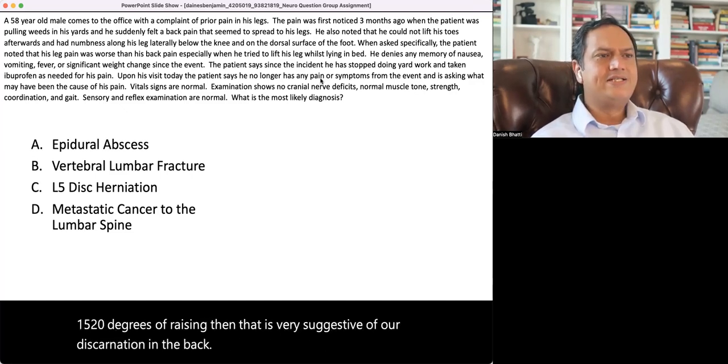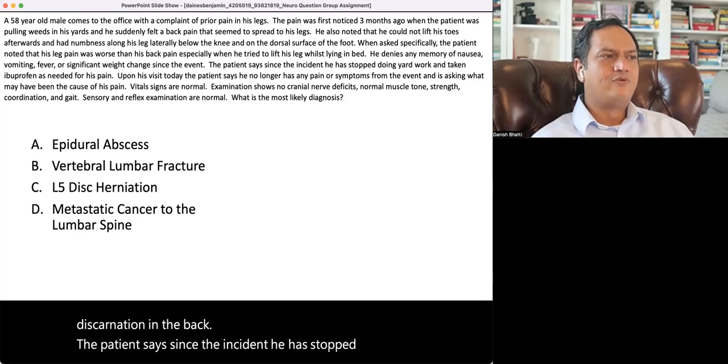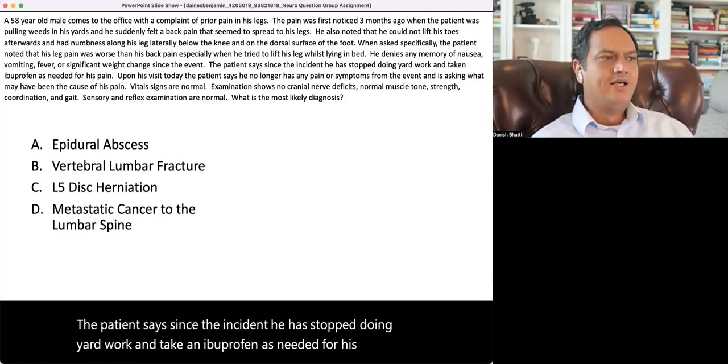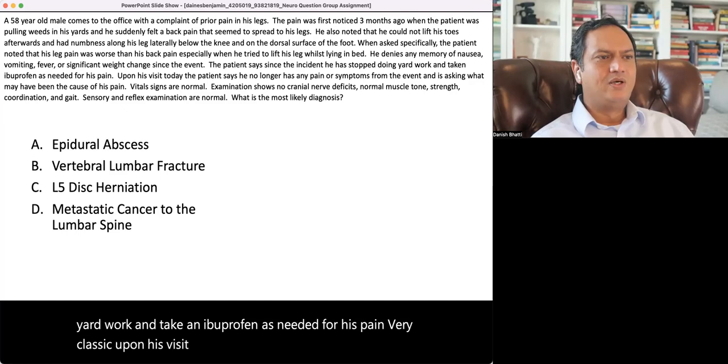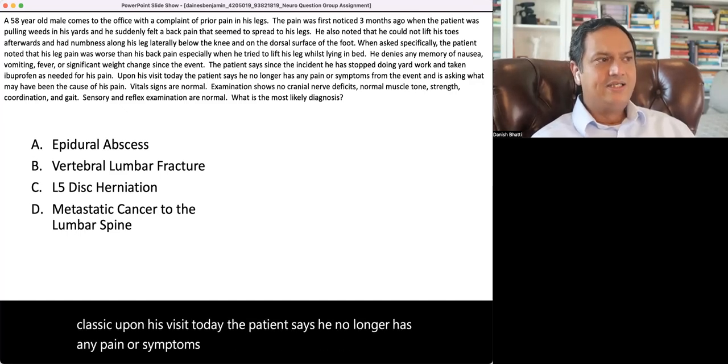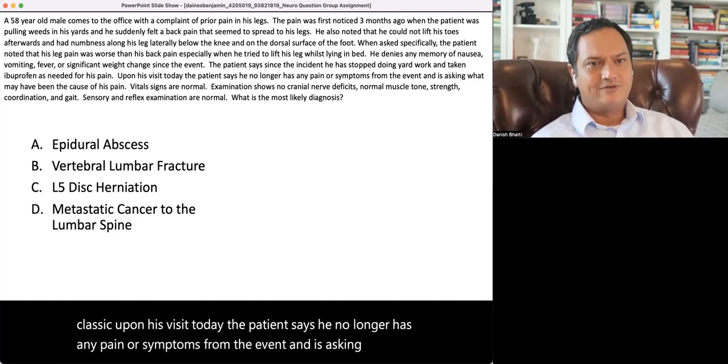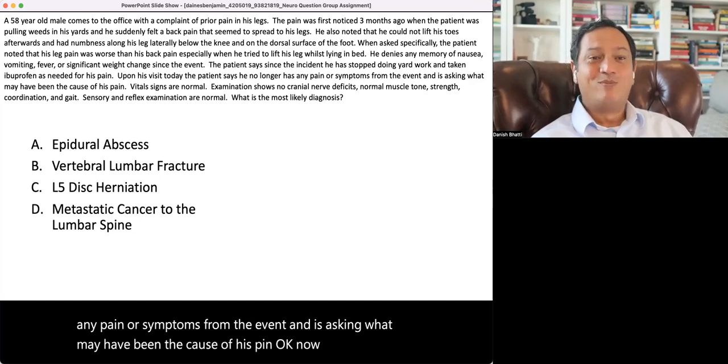The patient says since the incident, he has stopped doing yard work and taken ibuprofen as needed for his pain. Very classic. Upon his visit today, the patient says he no longer has any pain or symptoms from the event and is asking what may have been the cause of his pain. Okay, now it makes sense why they said prior pain.